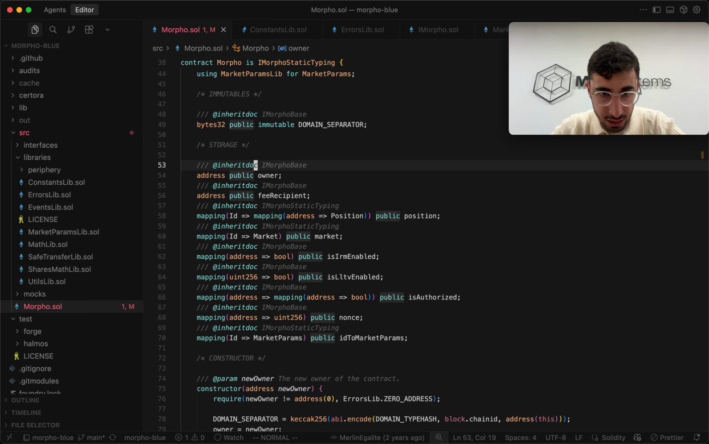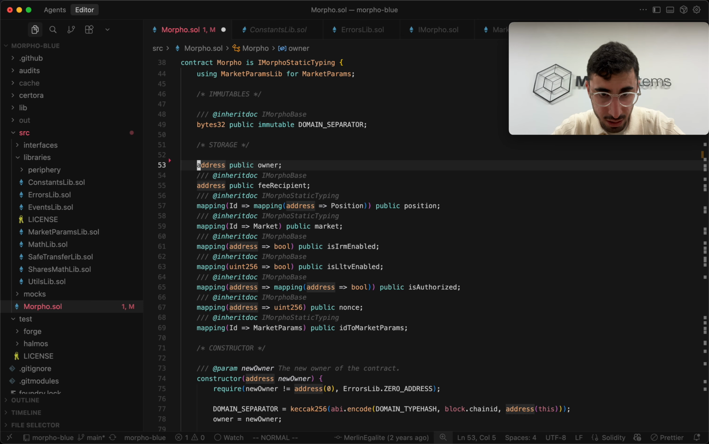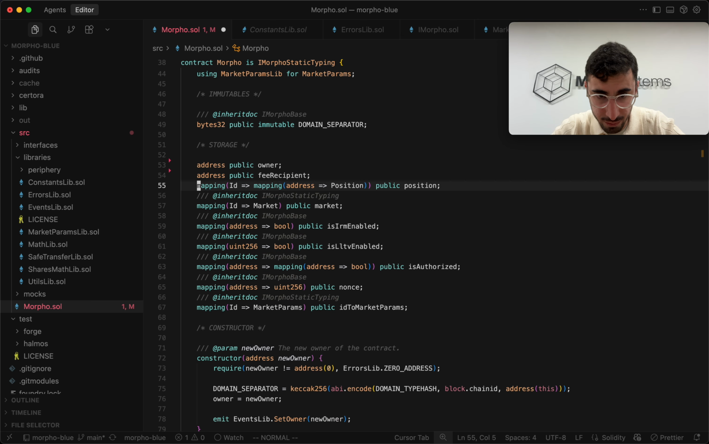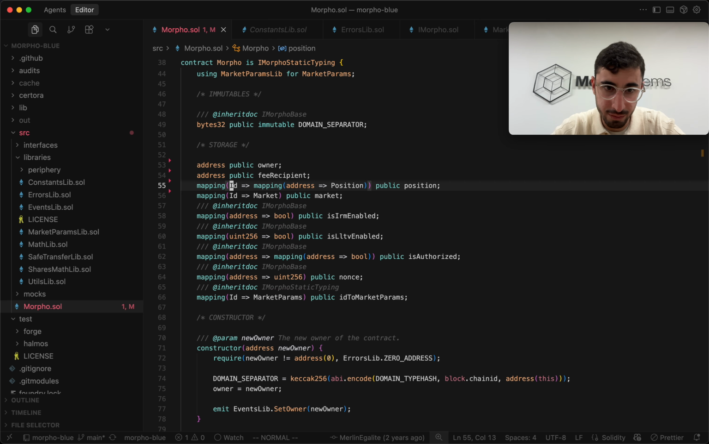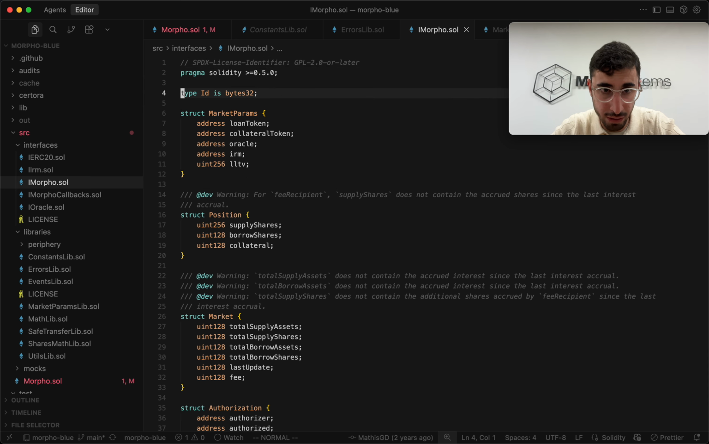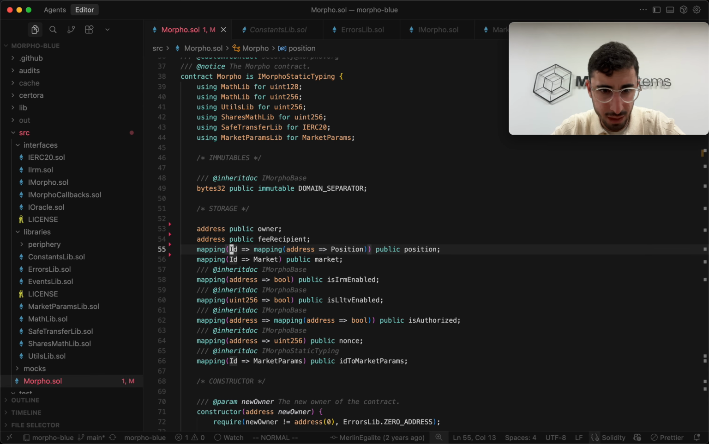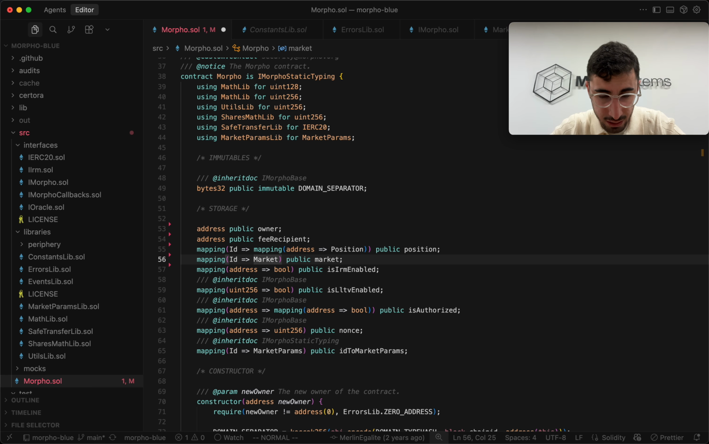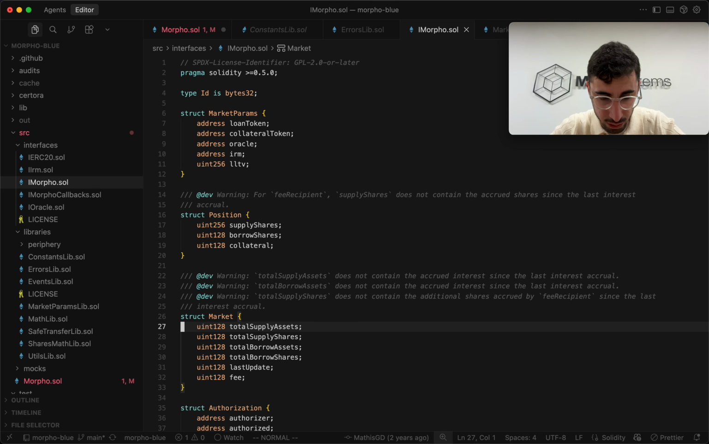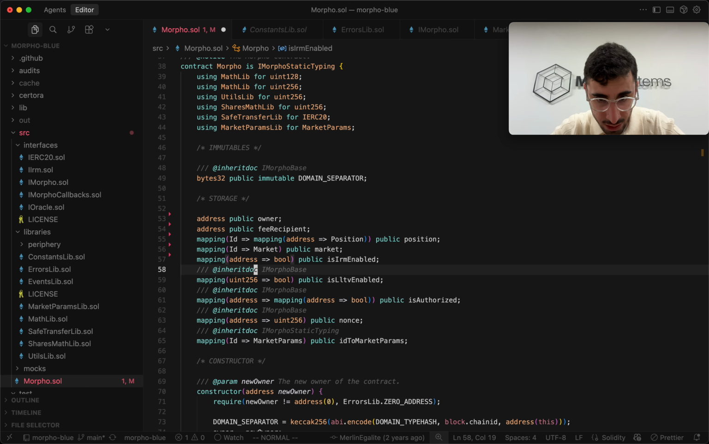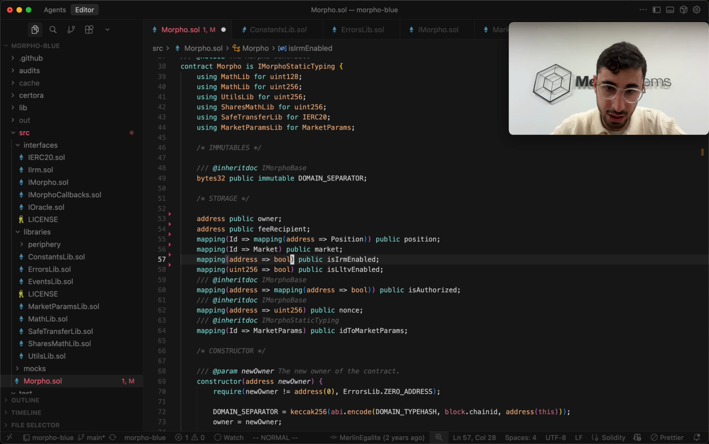Okay. So let's look at the storage. You have an owner, you have a fee recipient, you have a position. Also, I like the abstraction of an ID. ID is just a wrapper around bytes32, but it's way cleaner to read. You have an ID to a market. Market stores a couple of things. You have the check is an interest rate model enabled, and interest rate model is just another contract.